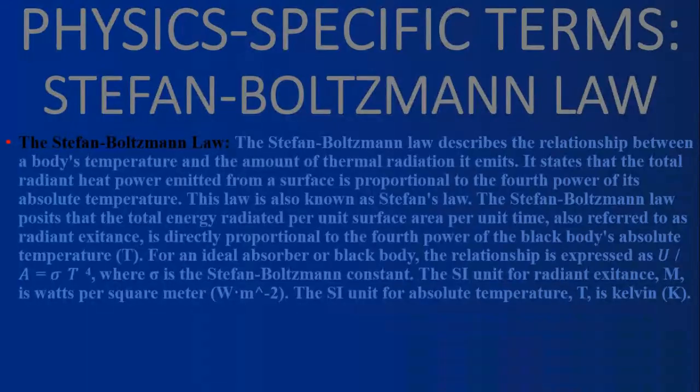is directly proportional to the fourth power of the black body's absolute temperature, or T. For an ideal absorber or black body, the relationship is expressed as U over A equals sigma T to the fourth power. The sigma is the Stefan-Boltzmann constant. The SI unit for radiant excitance is watts per square meter, W times m to the power of -2. The SI unit for absolute temperature T is Kelvin, or K.